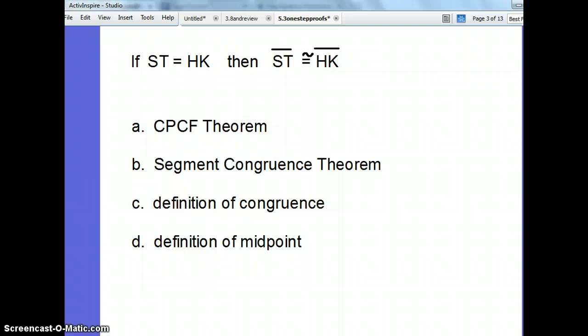Now, this is one that came from earlier in chapter 5. If we know that ST is equal to HK, again, remember this is saying the lengths of the two segments are equal, then we can say that the segments are congruent. That is where we use the segment congruence theorem.